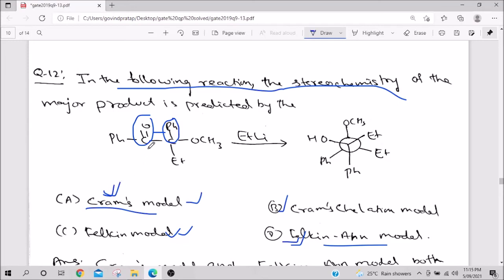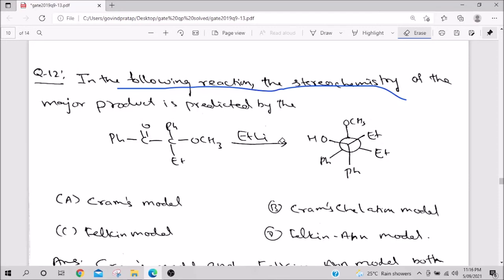And later, because they could study the transition states with various NMR techniques, they came up with the Felkin-Ahn model, where they said the bulkiest group is 90 degrees to the C double bond O. So, though both give the correct answer, now we don't talk about Cram's model. Why? Because Cram's model is outdated. They did not know the transition state correctly. So, we should always talk about the Felkin-Ahn model.